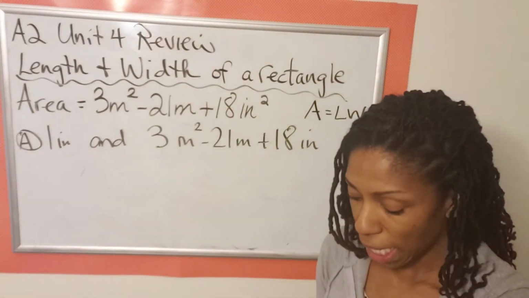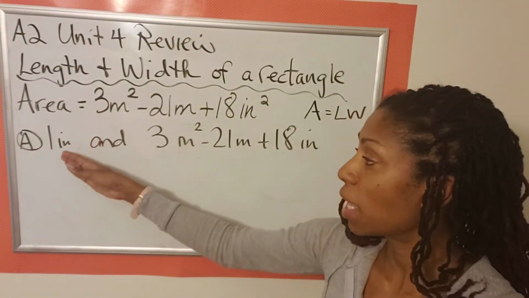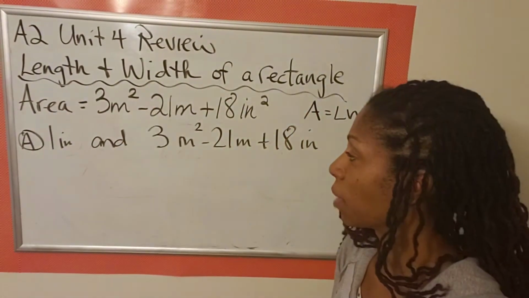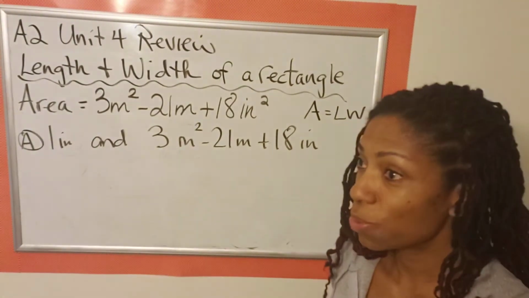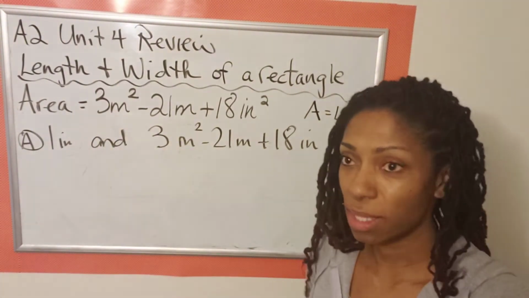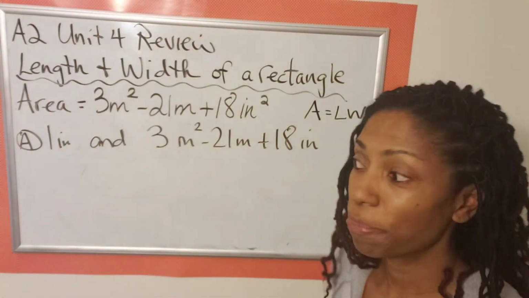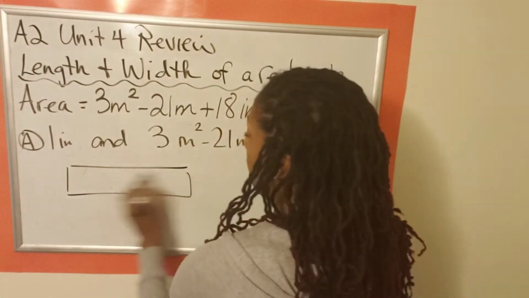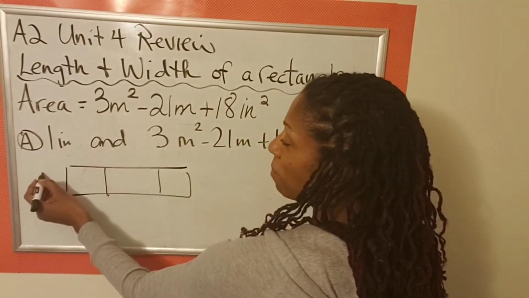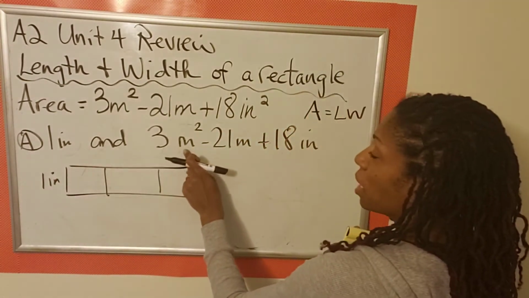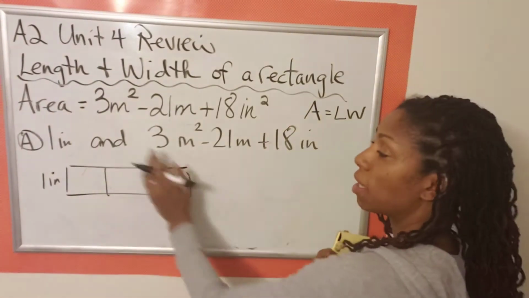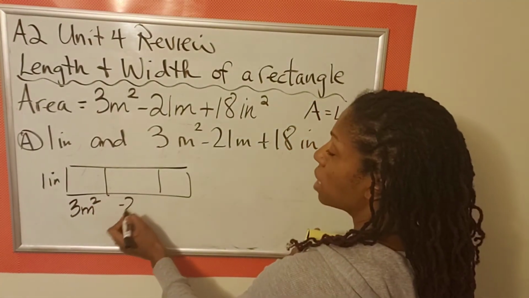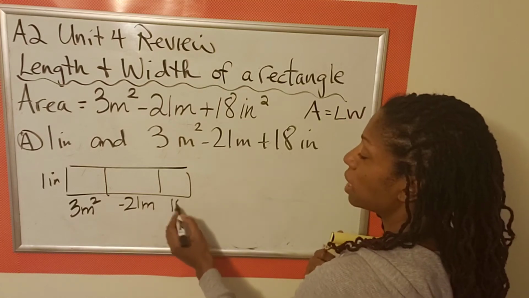So let's look at choice A, and let's see if these dimensions can possibly get you this area. So there's 2 ways you can do it. You can use the area model, which is like a little box where you can fit in these terms. So this is 1 by 3m squared minus 21m plus 18. 1 is 1 dimension, and then 3m squared minus 21m plus 18 is the other dimension. So you could put 3m squared minus 21m and then plus 18.